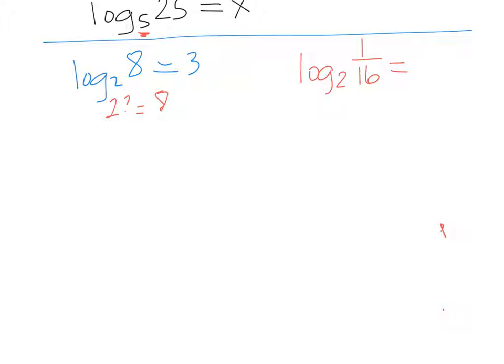Okay, log base 2 of 1 over 16. Does anyone have an idea of what that one would be? Negative 4, thank you, Dash. Okay, so fractions, all you have to remember is that negative exponents make fractions. Negative exponents make the number go on the bottom. So you're like, well, 2 to the power of what is 16? It's 4. Okay, and since it's 1 over 16, it's negative 4. Is everyone okay with that? It's good so far? Okay. So far, so good.